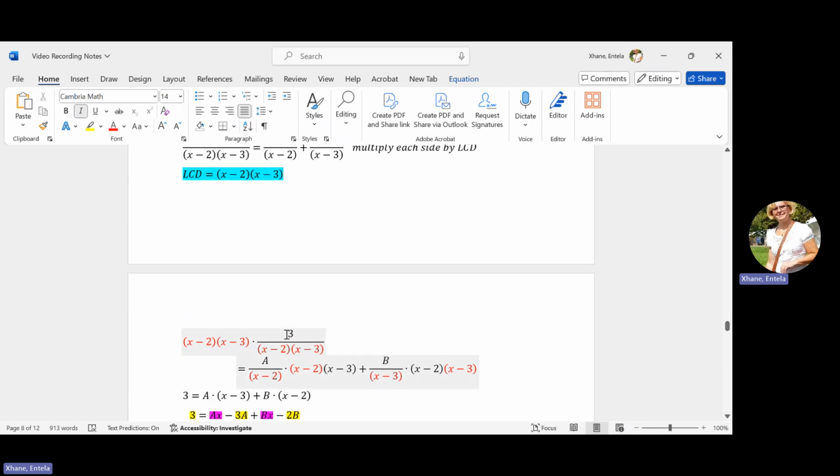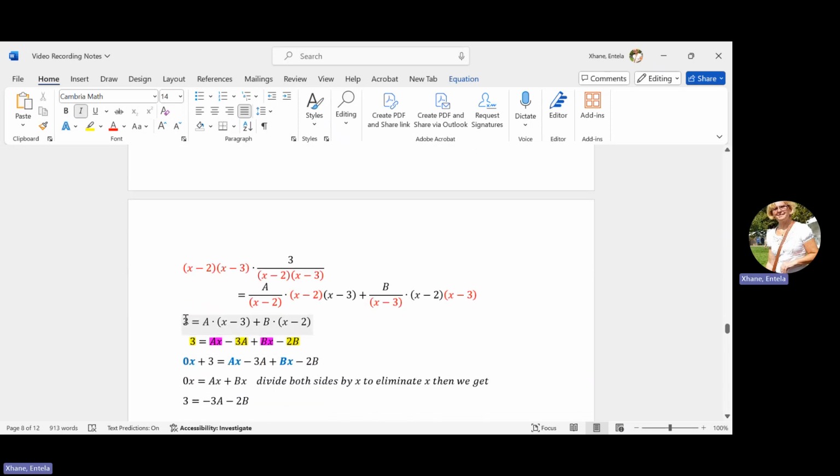That's why you see all in red these denominators. If you multiply by the least common denominator both sides, then the denominator is going to disappear. On the left-hand side, the only thing left is 3. On the right-hand side, x minus 2 disappears for the first term, the one that is in red. So what remains is A, and then times x minus 3. And then x minus 3 is going to disappear in the second term. So what remains is B times x minus 2.